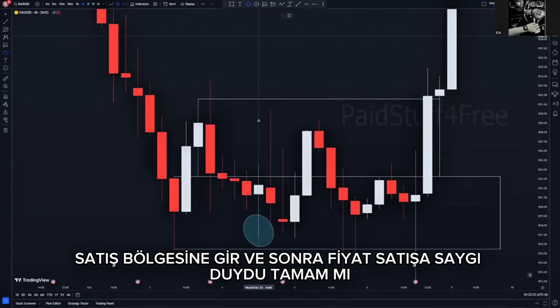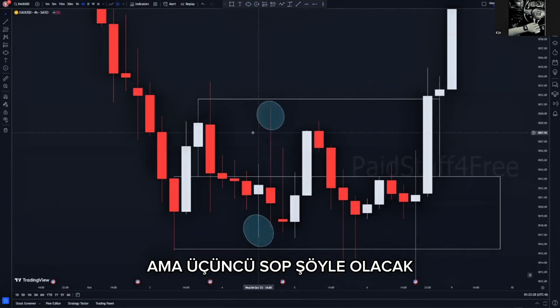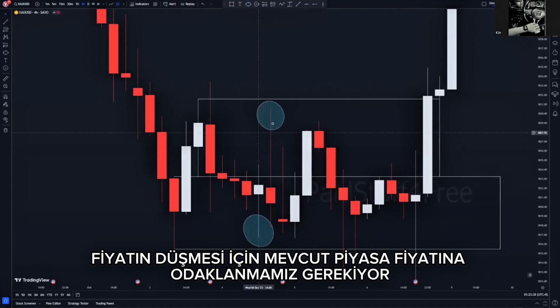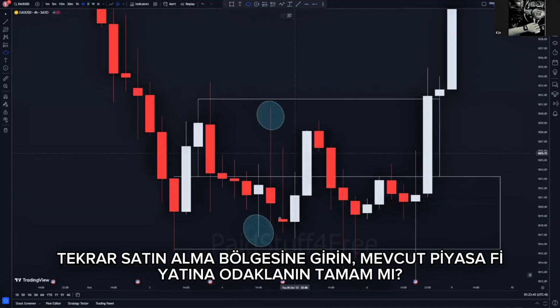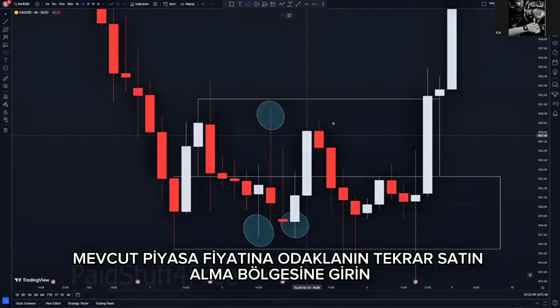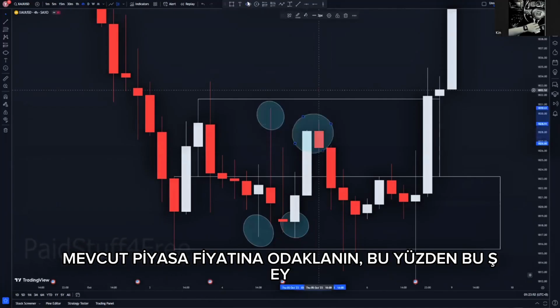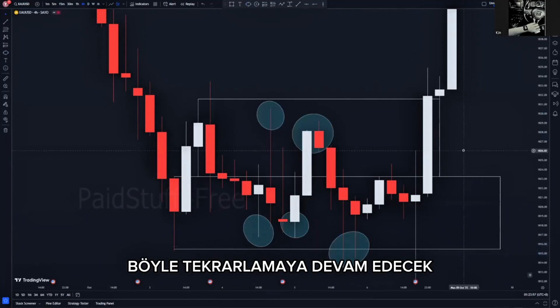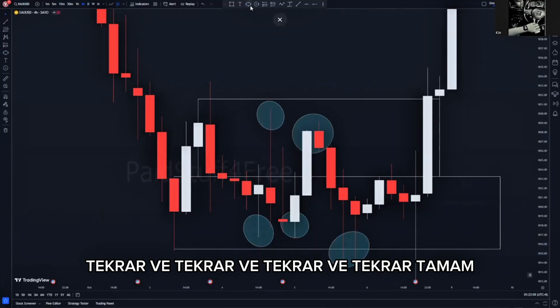The price gets into the sell zone, and then the price respects the sell zone. But the third SOP is that we need to focus on the current market price. So the price goes down, gets into the buy zone again, and we focus on the current market price. Then it gets into the sell zone again, and we focus on the current market price. This keeps repeating over and over.